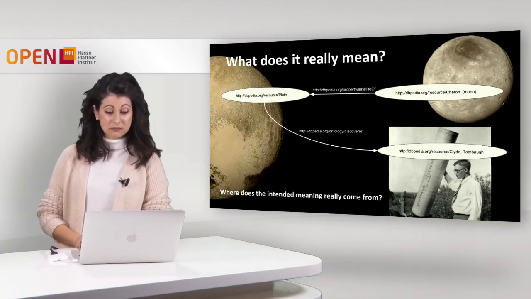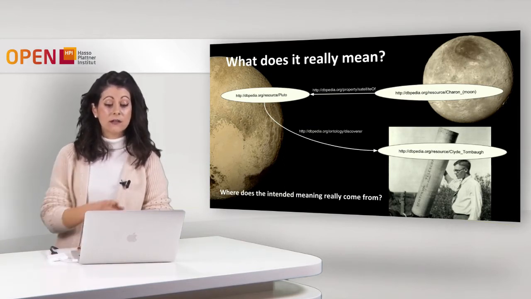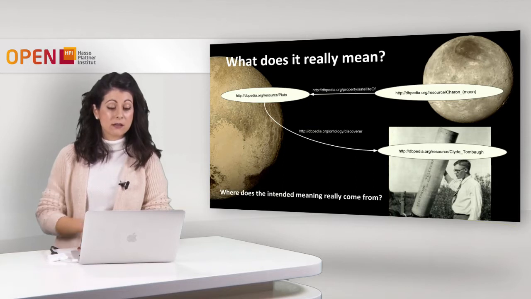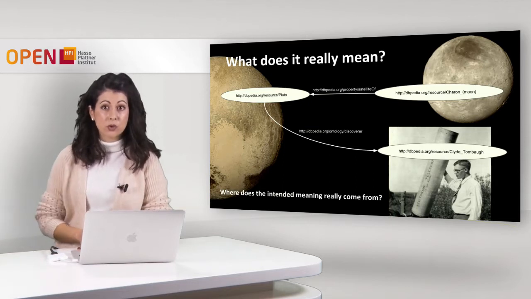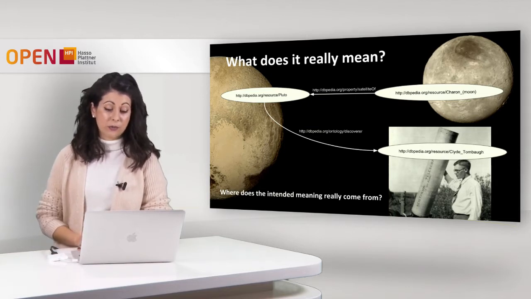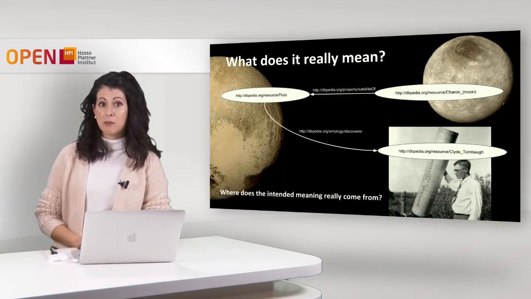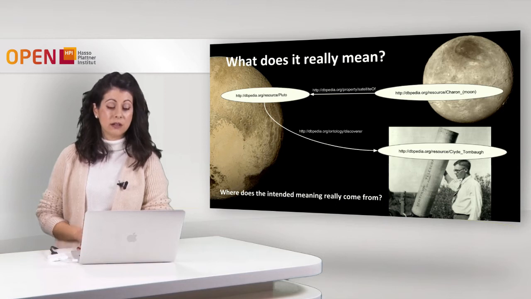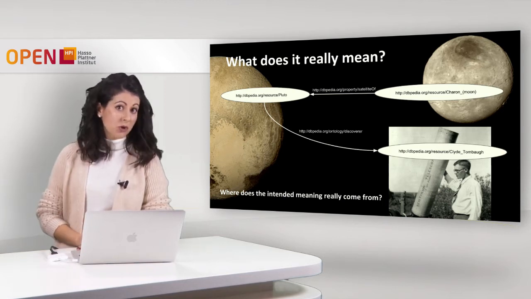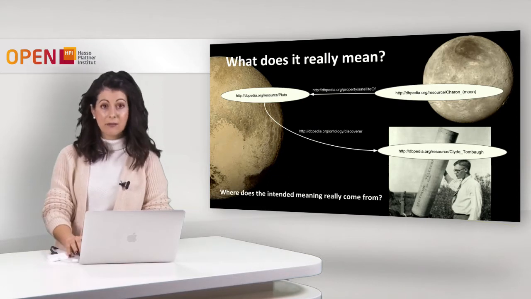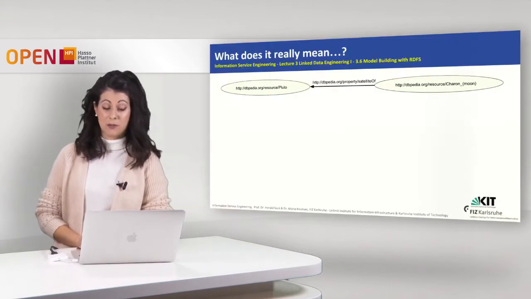Pretty simple. And then another relation, the relation discoverer, which links Pluto to a person, for which we have a name here and a picture. So, okay, pretty simple. We know what is the information hidden in these triples by using the figure as well. So, no problem. But, well, let's go deeper and see if there is actually a problem here.